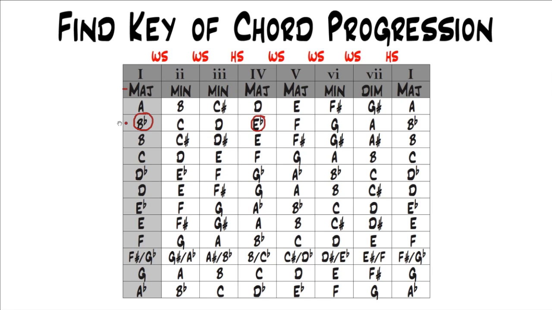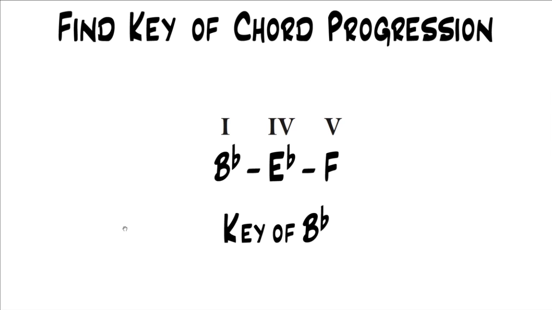Those two are both in the key of B flat so far. Then we look for an F major because that was the next one. There's one right here. It is a major, so we know that that is in the key of B flat. And we know that it's a 1, 4, 5 in the key of B flat.